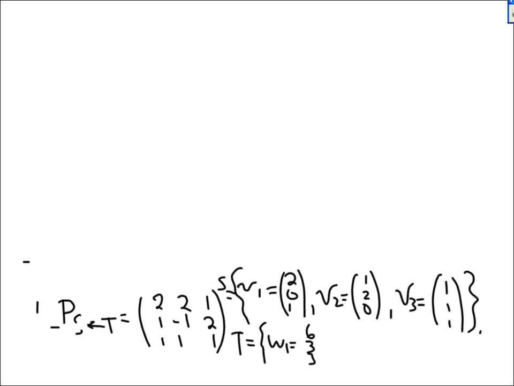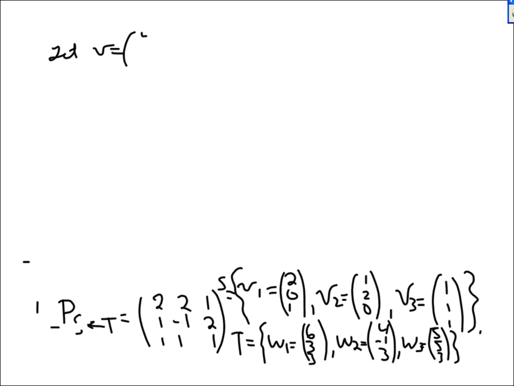W1, which was 6, 3, 3. W sub 2, which is 4, negative 1, 3. And W3, which is 5, 5, 3. So I'm going to take an arbitrary vector in R3. Let vector V be 4, negative 9, 5. And I'm going to write it in terms of vector T.